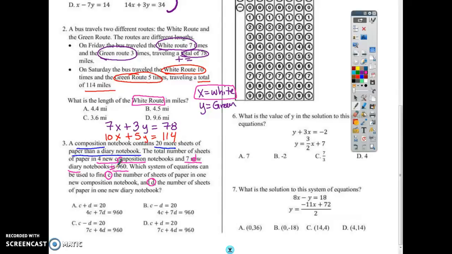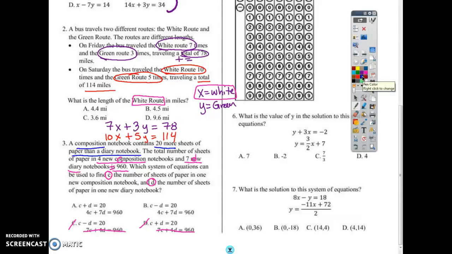So let's eliminate some answers. This one says 4C plus 7D equals 960. 7C plus 4D equals 960. That's not right. And this one, same thing, not right. So now I eliminated 2, and I can probably figure out the answer out of A and B based on what I underlined in blue.